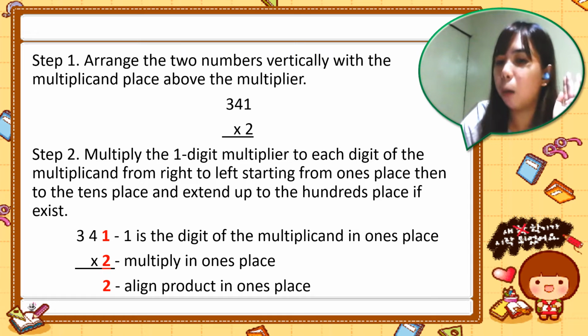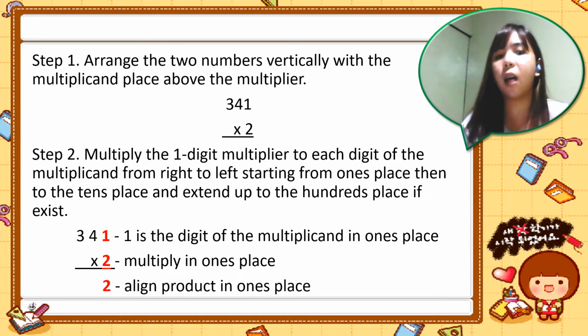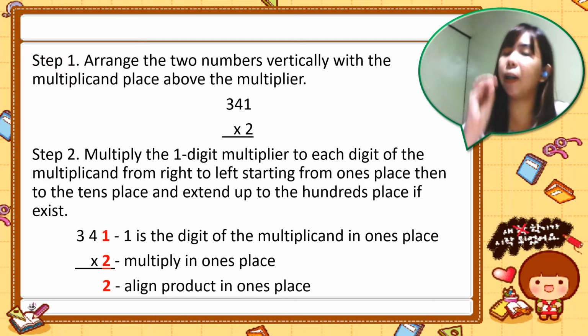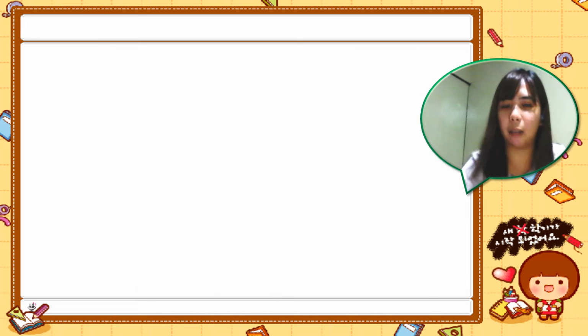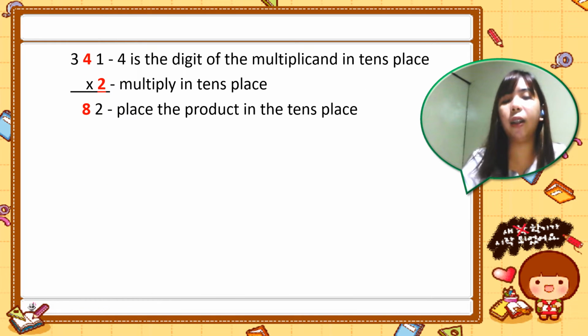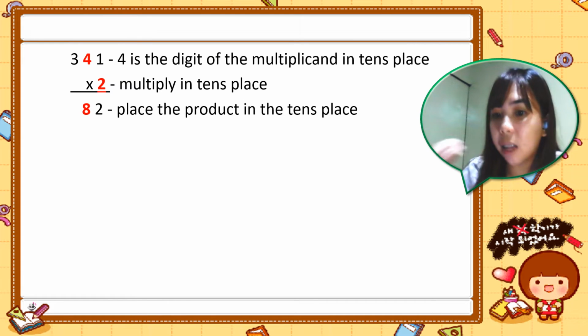Let's just multiply 2 and 1 and then the answer will be written sa dalom. So i-align mo man ang answer mo sa ones place tungod sa ones na siya nakabutang. Next one is the digit of the multiplicand in tens place. So you multiply 2 sa tens place. Ano nga number ang sa tens place?